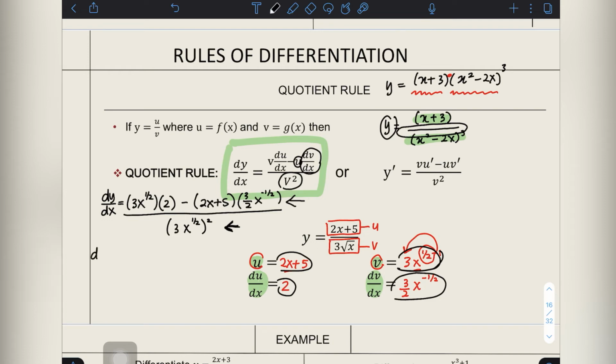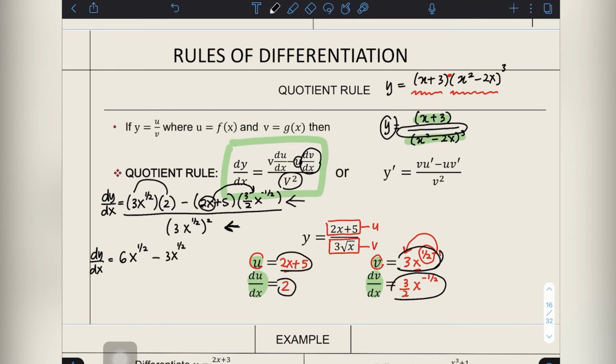So now we want to simplify dy/dx. We can see, okay, first we expand this one. 3 can multiply by 2, you will have 6x to the power of half, minus 2x multiply by 3/2 x to the power of negative half. 2 multiply by 3/2, you will get 3. x multiply by x to the power of negative 1/2, you will get x to the power of 1/2.